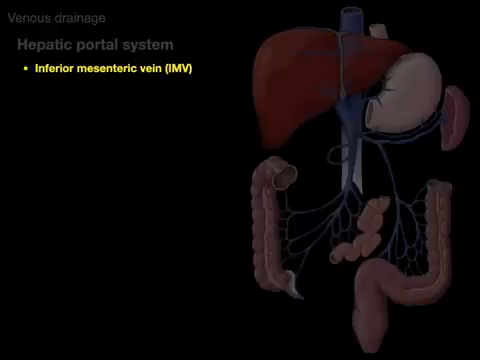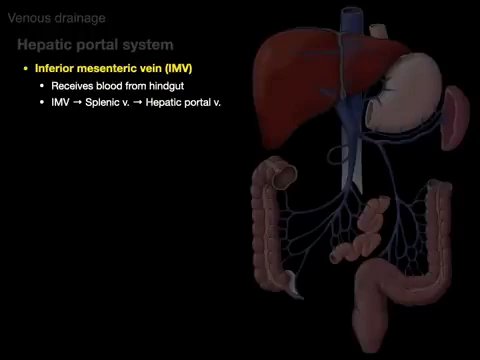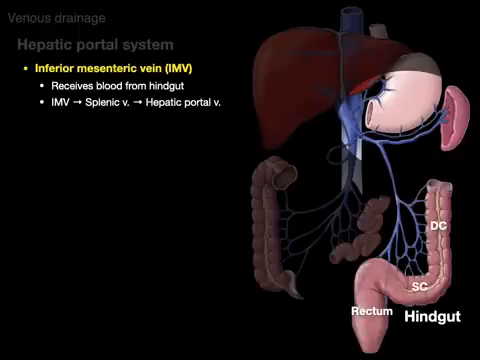And finally, the inferior mesenteric vein receives blood from the hindgut, and the IMV goes to the splenic, which goes to the hepatic portal vein, which goes to the liver. So there's our hindgut with their descending colon, sigmoid colon, and rectum. And there's the inferior mesenteric vein going into the splenic vein, going into the portal vein, into the liver.